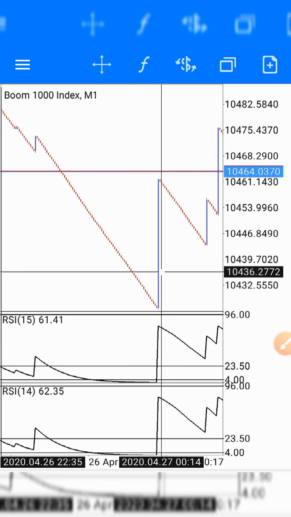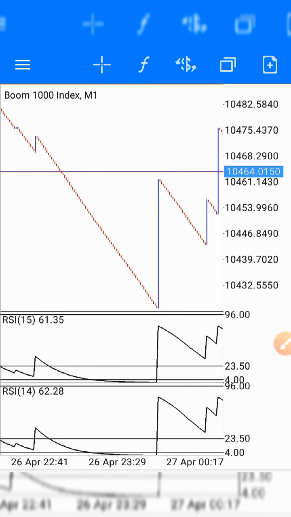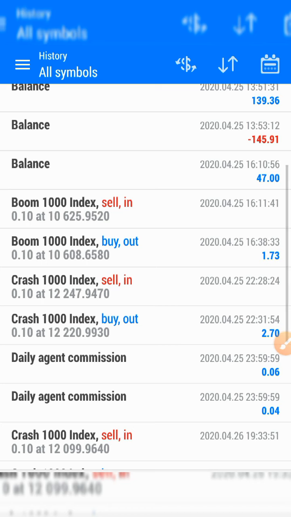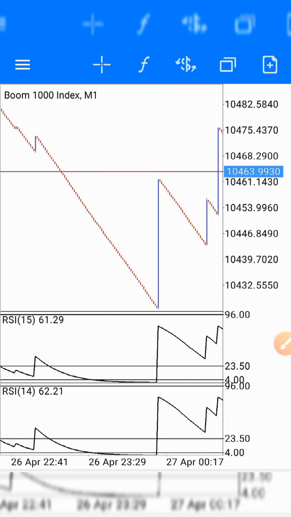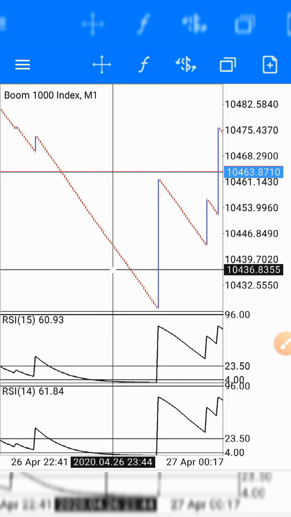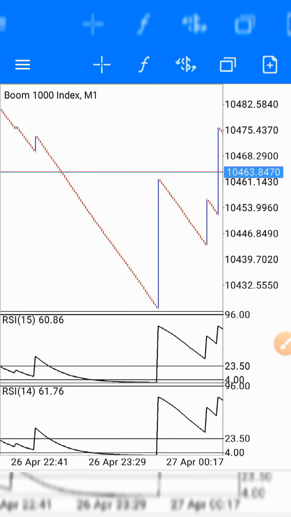Once you see that Boom is going down, and look at this point, once the market touches the 4 level and crosses the RSI 15 level 4 of Boom 1000, it means the market is now going to give you a spike. Feel free to trade for a spike and enjoy your profit. I hope you all understood what I want to teach you.